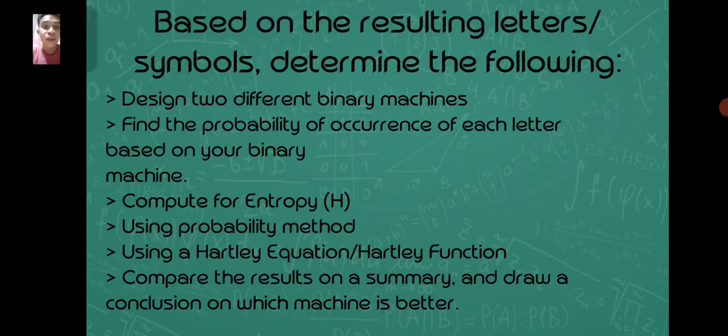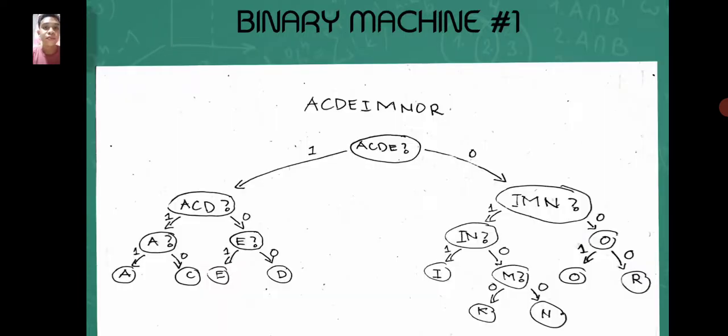Based on the resulting letters or symbols, determine the following. First, design two different binary machines. Find the probability of occurrence of each letter based on your binary machine. Compute for entropy. Use the probability method. Use the Hartley equation or Hartley function. Compare the results in a summary and draw a conclusion on which machine is better.